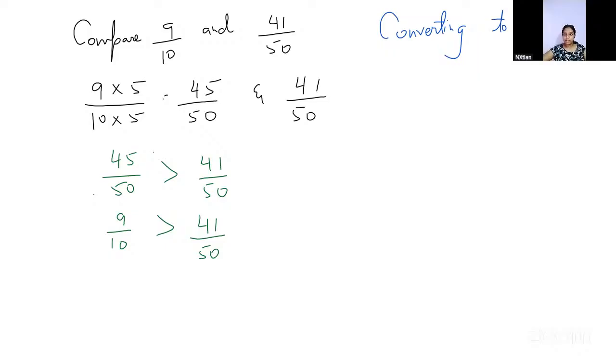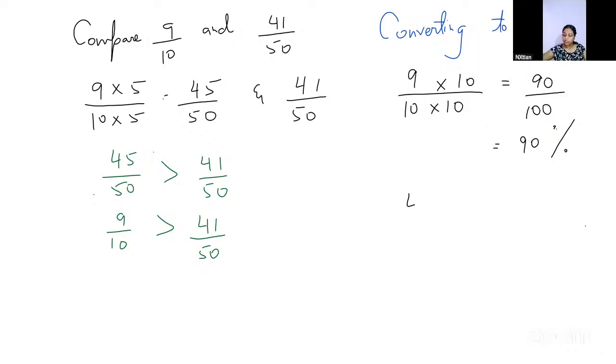We will change the denominator to 100. I have 9 upon 10. If I multiply 10 with 10, I have to also multiply 9 with 10. This is 90 upon 100. Means that 90%. And if I do the other one, 41 upon 50, I have to multiply it with 2. How much? 82%.